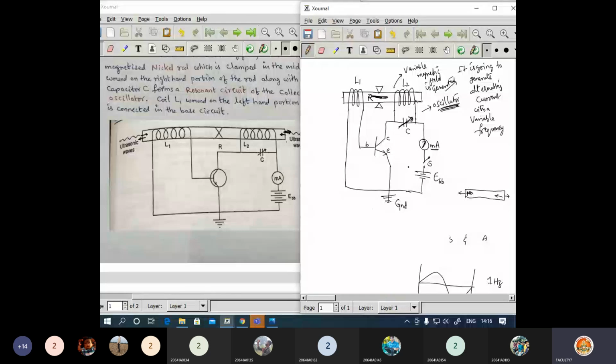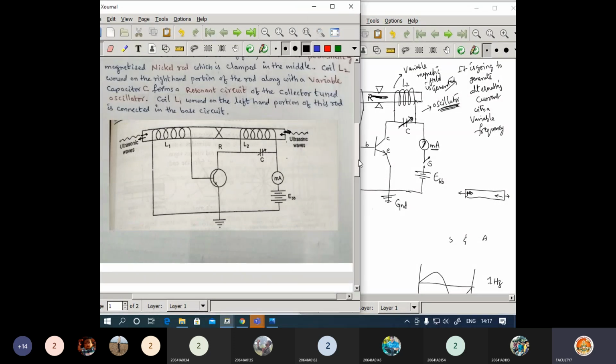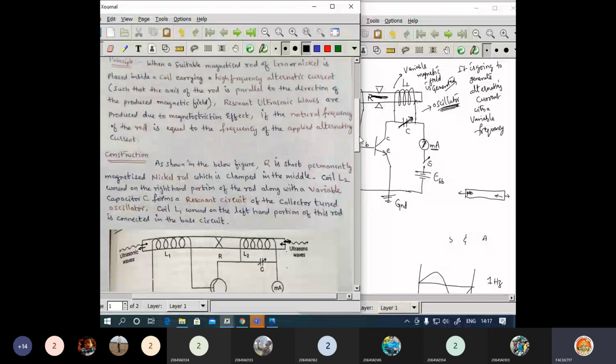So now what is the concept here? If you are placing the permanently magnetized material inside this particular variable high frequency magnetic field, this is going to vibrate, and these vibrations will be in the range of ultrasonic sounds. So that is the reason we are going to get the ultrasonics from this particular circuit. Okay, so that we had explained in yesterday's class.